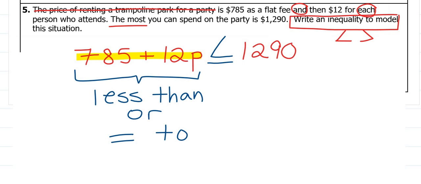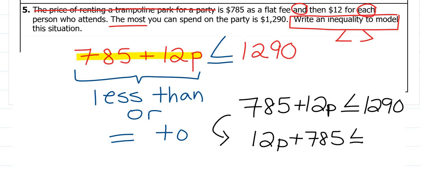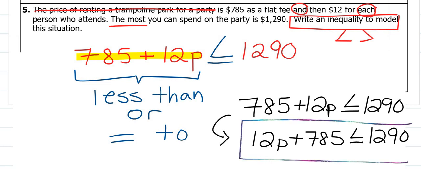So our final answer is simply 785 plus 12p is less than or equal to 1290. Writing it with the variable first would simply look like 12p plus 785 is less than or equal to 1290. And that is our final answer. Because all they want is the inequality. They don't want us to have to solve for anything. We don't know how many people are coming. Okay. So we are done.